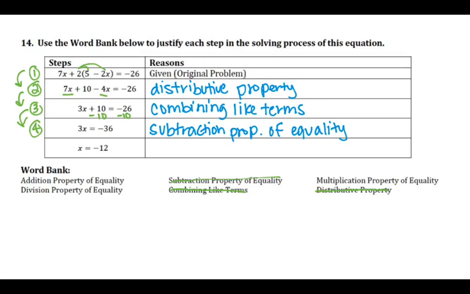All right. Last but not least, let's see what happened to get from step 4 to step 5. So they started off with 3x equals negative 36, and then they ended up with x equals negative 12. They probably got that by dividing by 3. So that is going to be the division property of equality.